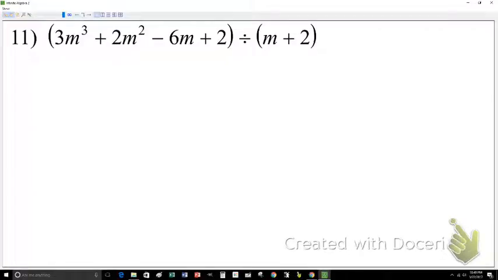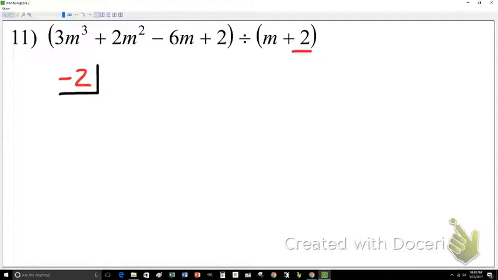So we're going to go ahead and do synthetic division on this polynomial. To do synthetic division, we place a little box here, and inside that we're going to put the constant, but with an opposite sign. So instead of positive 2, we're going to put negative 2 in here.